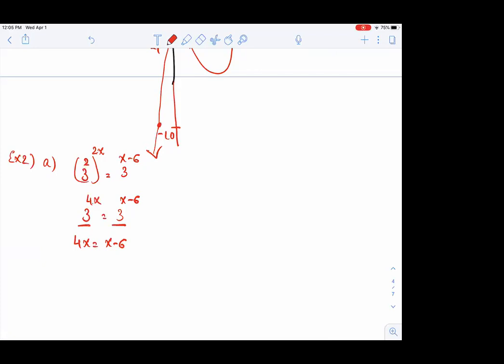Now remember, you can equate the exponents only if you have the same base. That is why we converted the 9 to 3 squared. Now we have the same base, equate them. You subtract x from both sides first, so you have 3x is equal to negative 6. You divide by 3 and you have x is equal to negative 2. Questions?